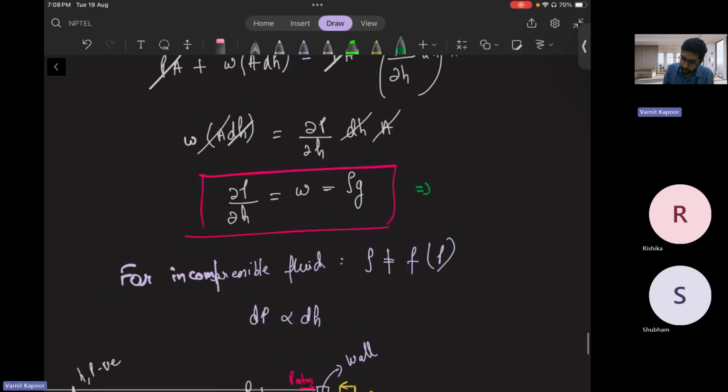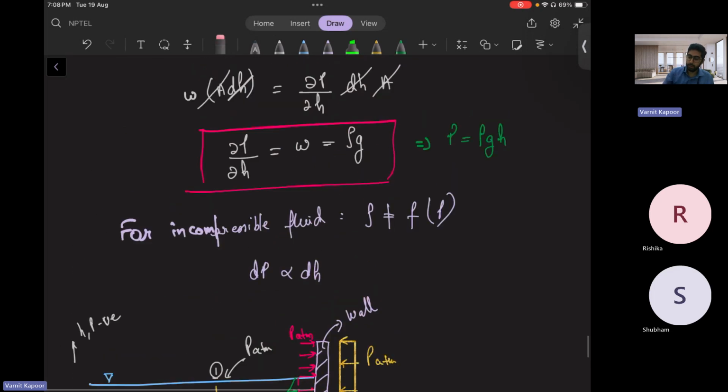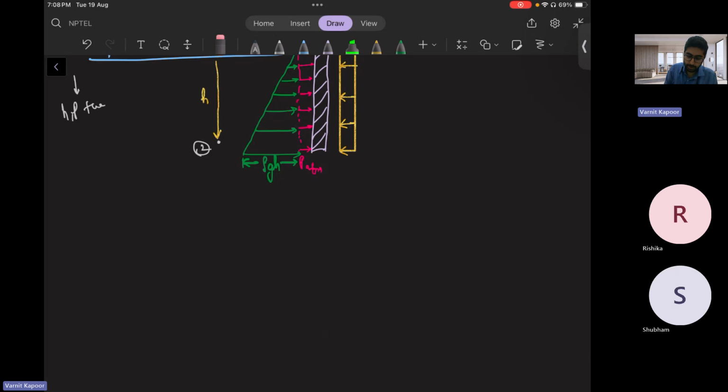Pressure is rho into, as soon as you integrate it, rho g, because dp by dh is rho g, so pressure is rho g h. This is your hydrostatic pressure at this low. I'll get that hydrostatic pressure value. I was just trying to explain, but let us understand.